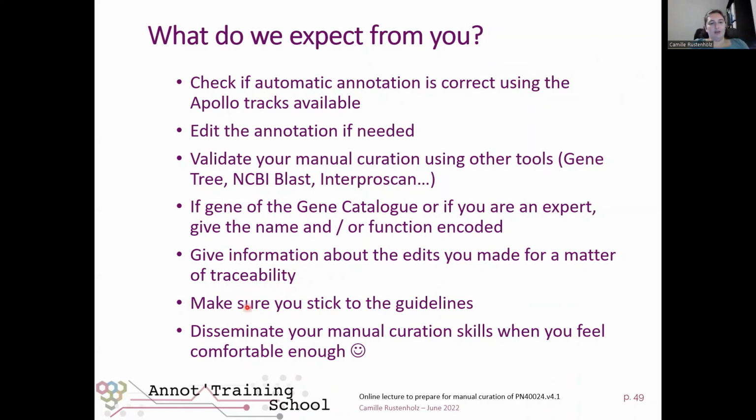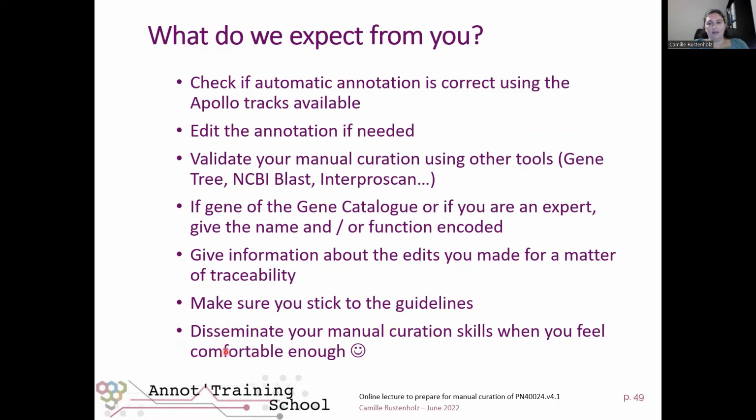Then this is a very general point, but make sure you stick to the guidelines, because we took a lot of time altogether to think of these guidelines and to give the rules so that every curator sticks to the same rules, and we want to end up with something that is homogeneous, even if we had tens of different curators, which is the case already.